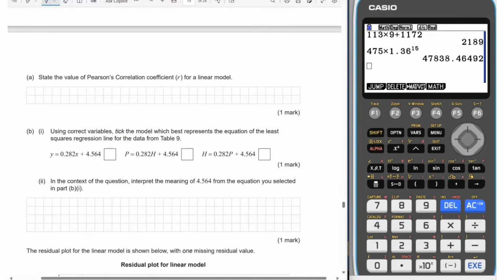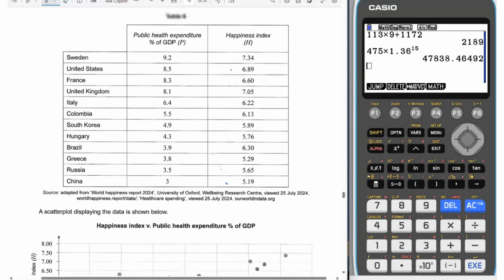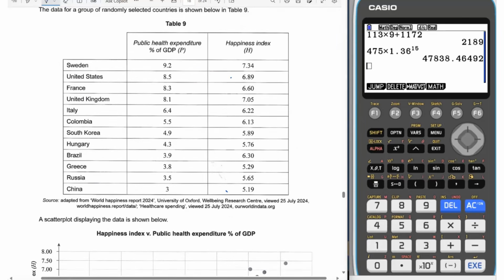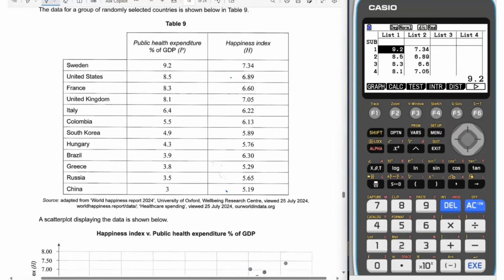On the next page, what we're actually asked to do with this data is to find the R value for the linear model of that data set, and then they actually want to know what the model is as well. So we have to get this into our calculators. We're going to be doing that in the statistics menu. So if you go menu and then number 2, you can see I've already pre-entered the data, but the GDP is list 1, and then the happiness index is going to be list 2 here.